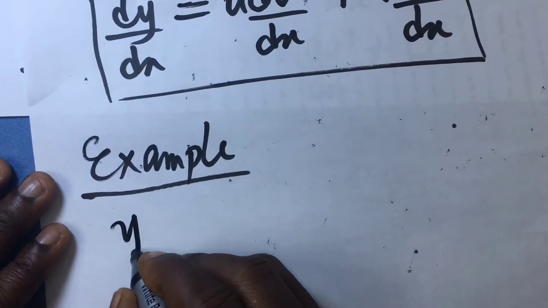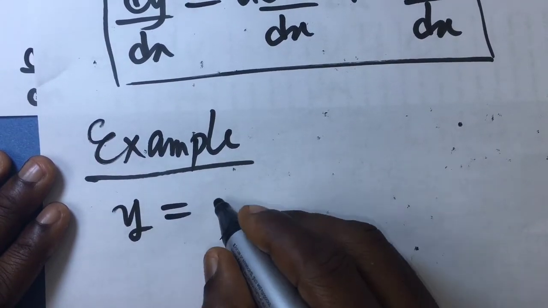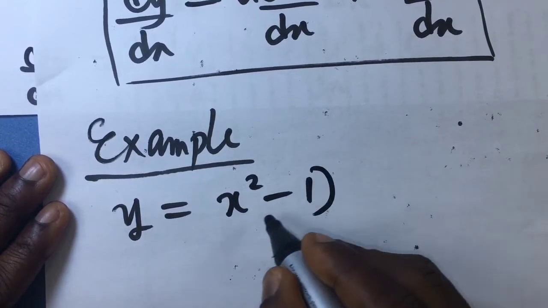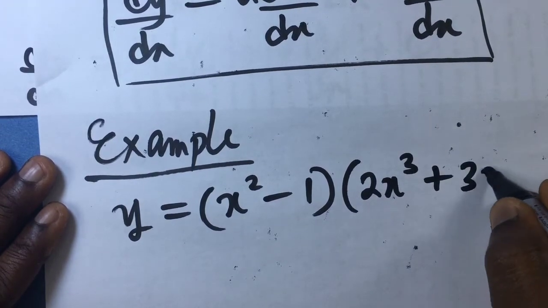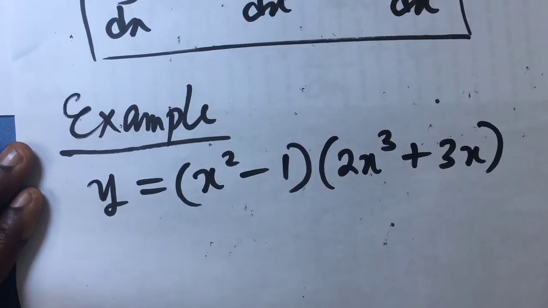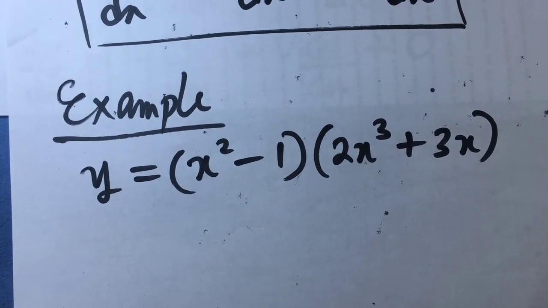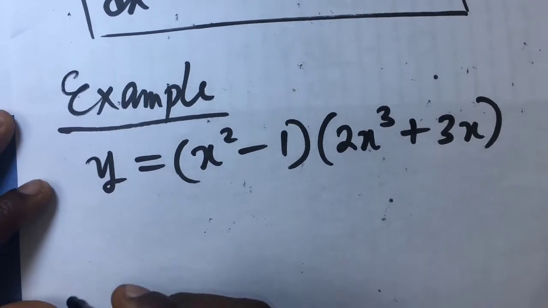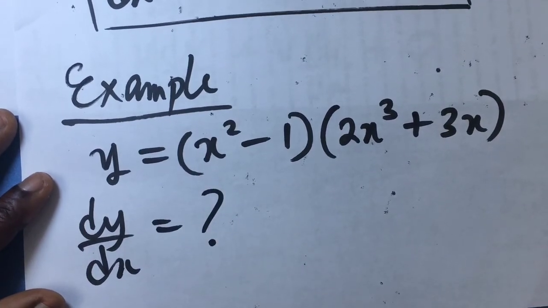Now, let's assume that you are asked to find the derivative of y with respect to x for this function: x squared minus 1 in bracket, 2x raised to the power 3 plus 3x. Now, going by what we've done in my previous videos on first principle of differentiation, you will take note of the fact that taking the derivative of each of these terms is simple. So let's look at it. Now, what will dy dx be is what we want to answer here.